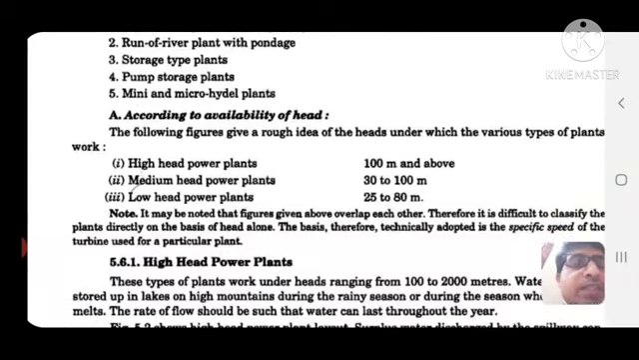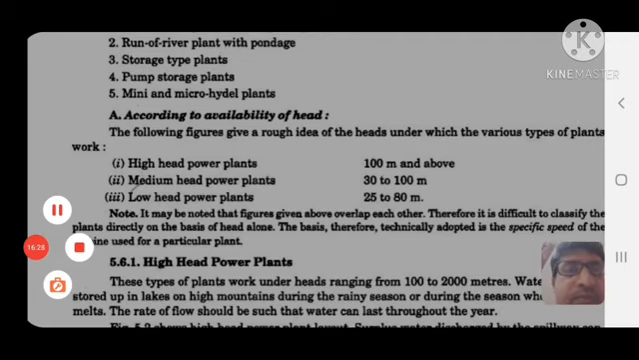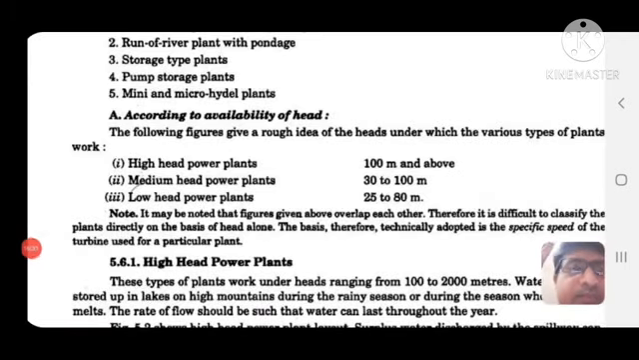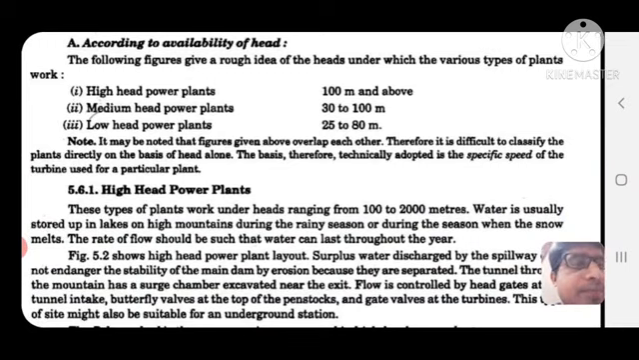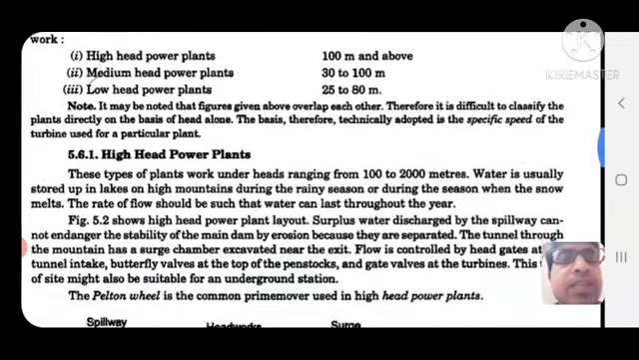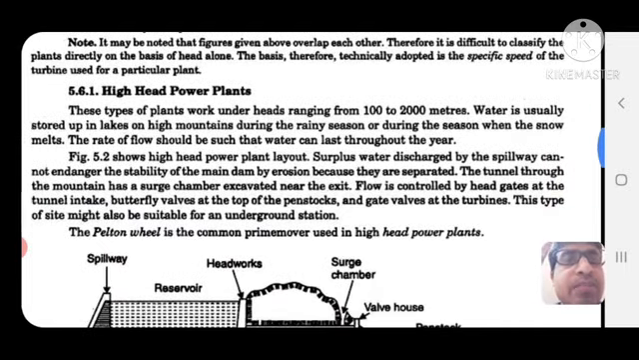According to the availability of head: high head power plants, medium head power plants, and low head power plants. High head is 100 meters and above, medium head 30 to 100 meters, and low head 25 to 80 meters. It may be noted that the figures given above overlap each other. Therefore, it is difficult to classify plants directly on the basis of head alone. The basis technically adopted is the specific speed of the turbine used for a particular plant.